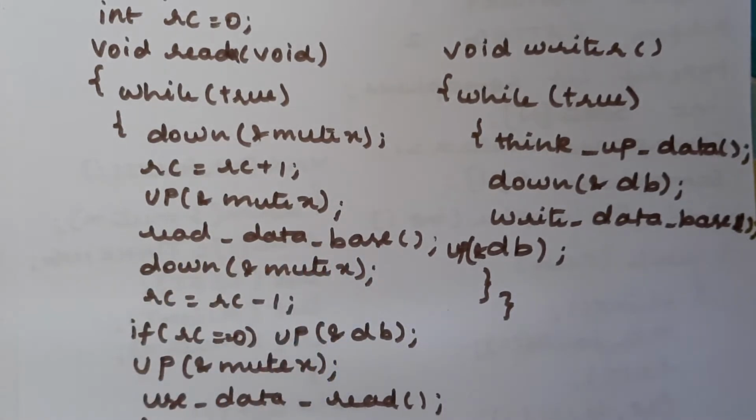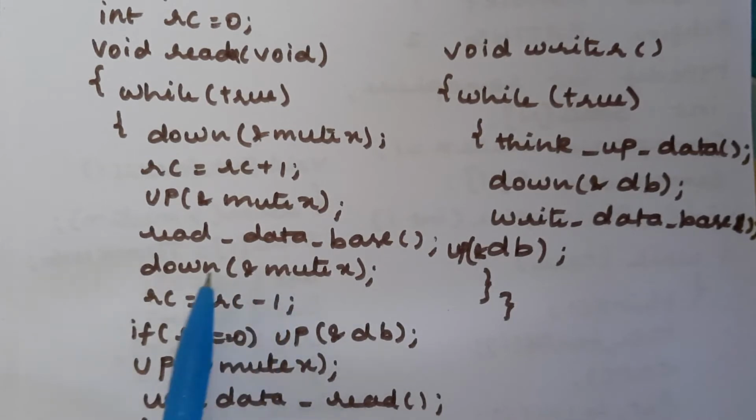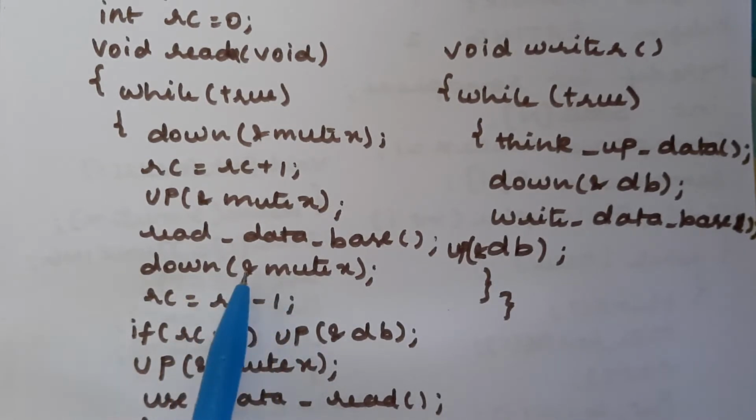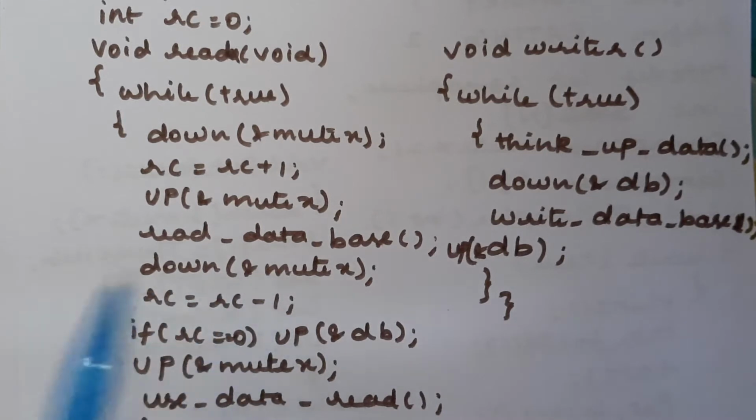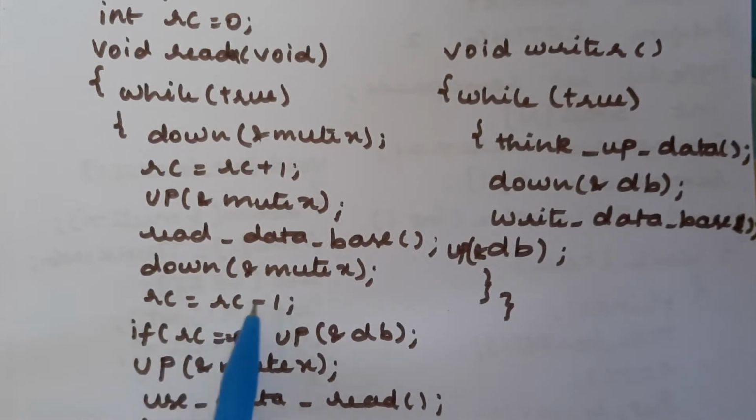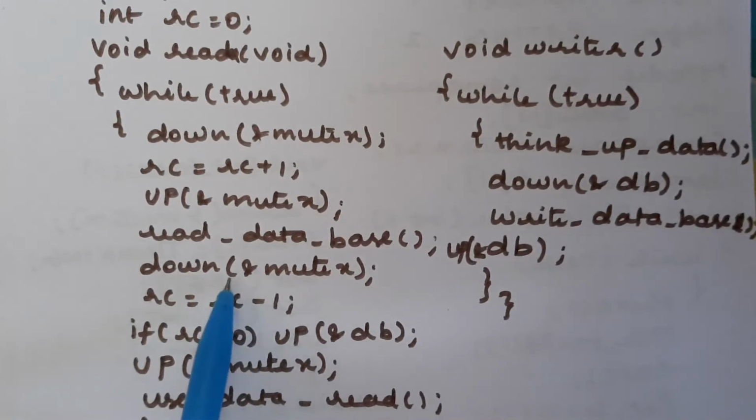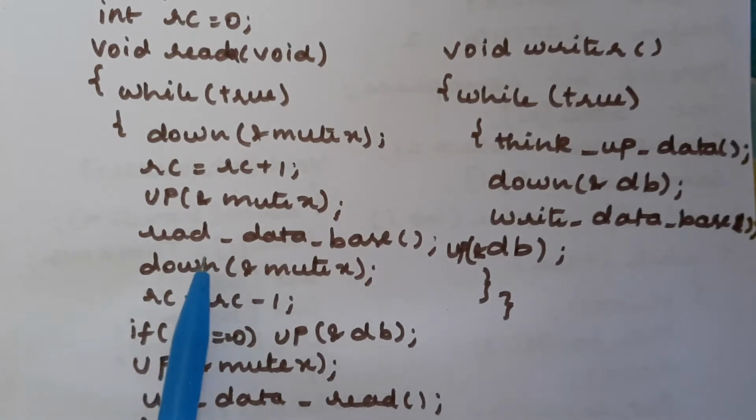Read database, which is nothing but accessing the data, and then down of mutex. Again, the same process or another process gets exclusive access to the read count, and the read count value is decremented, because it wants to exit from the critical region. It performed and completed its read operation, so it decrements the count. Now this process is not currently in the read state. That is the meaning of this.